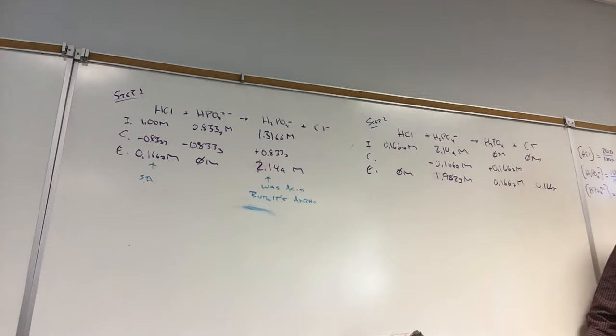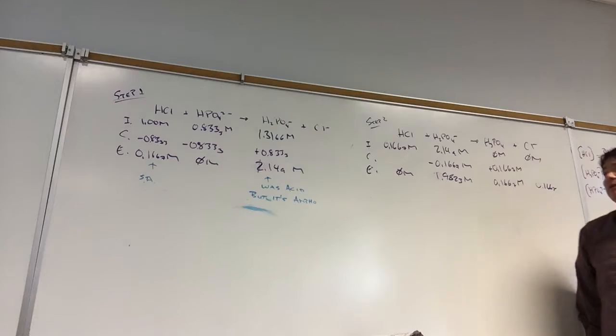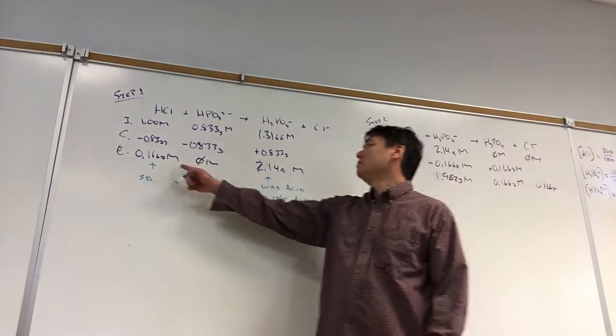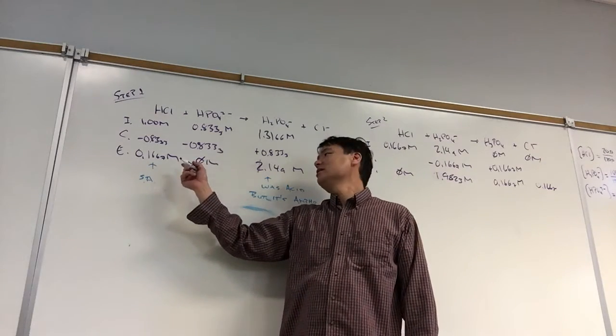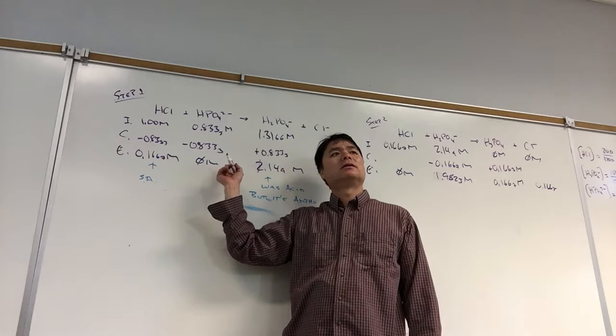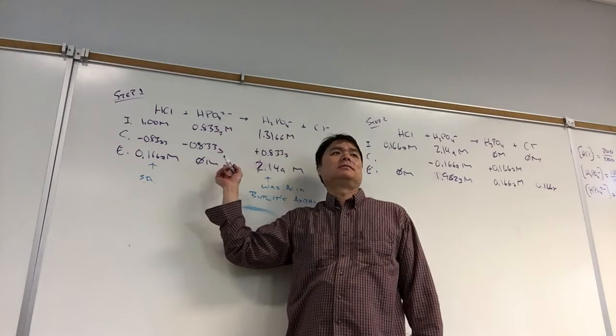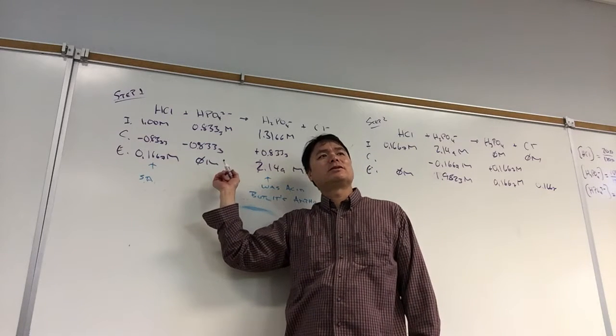Why did HCl react all the way in the first step? Good question. Why didn't HCl react all the way? Because of the limiting reagent. We consumed this base. So HCl is going to attack the strongest base. But we ran out of the base. We didn't have enough base because base is a limiting reagent.